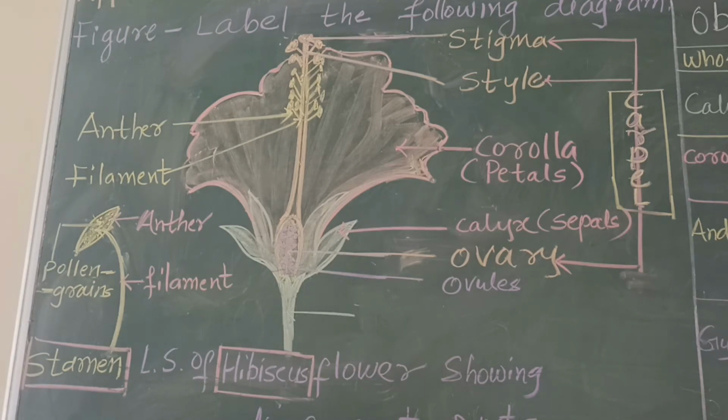Okay. Again we can revise in this way. There are four parts: calyx and corolla, they are the accessory whorls. Stigma, style, ovary, it is totally known as gynoecium. Anther and filament, they are known as androecium. And gynoecium and androecium are the essential whorls of the flower.